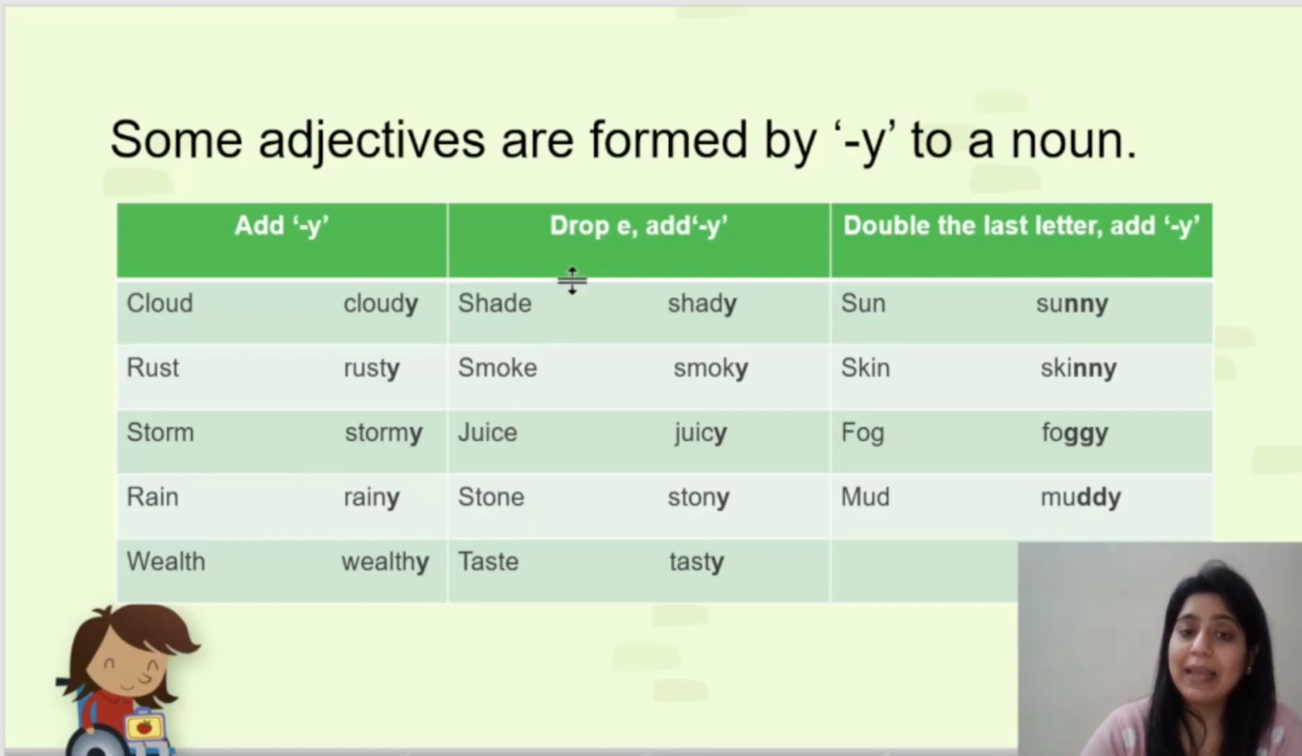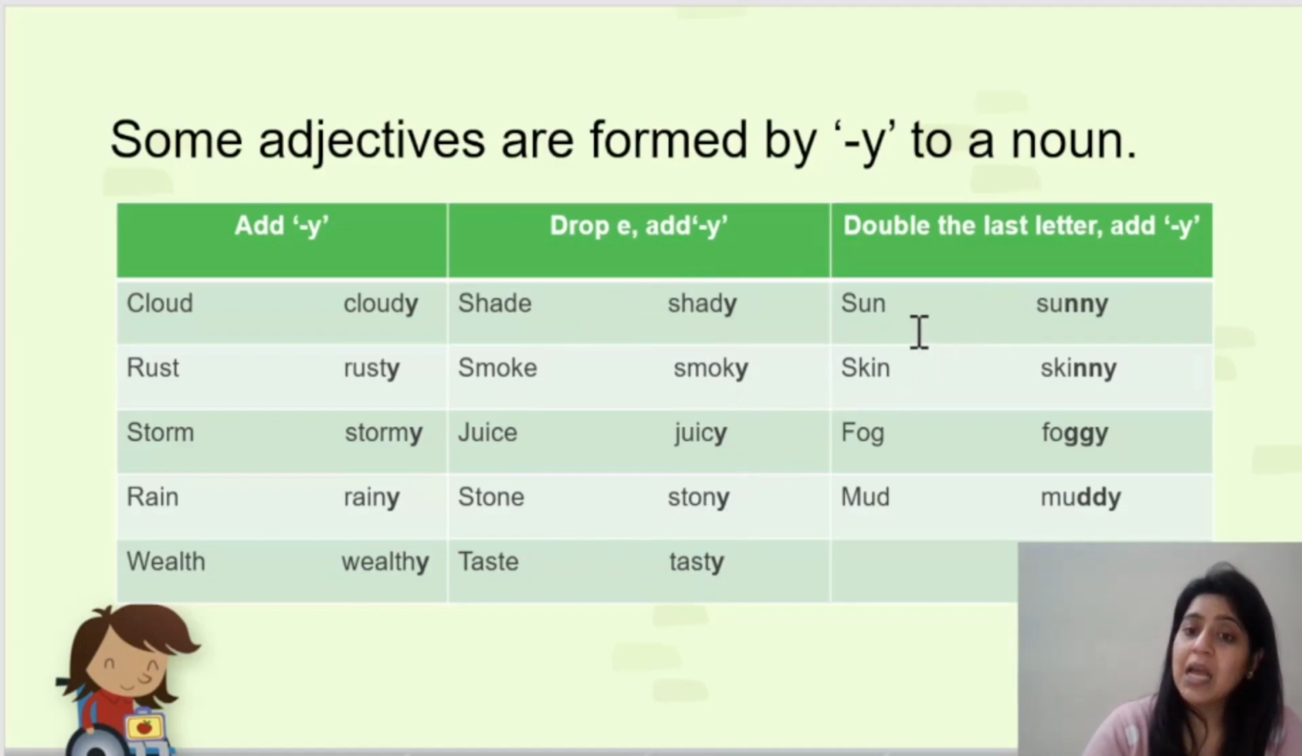At times from the spelling, we drop the letter E and Y is added. Shade becomes shady. Smoke becomes smoky. Juice becomes juicy. Stone becomes stony. Taste becomes tasty. Take note of the change in the spelling here.